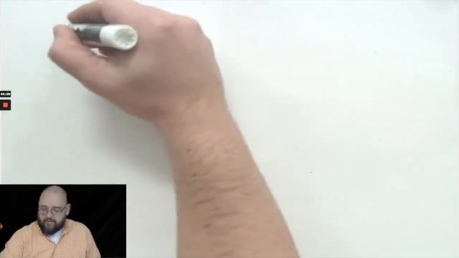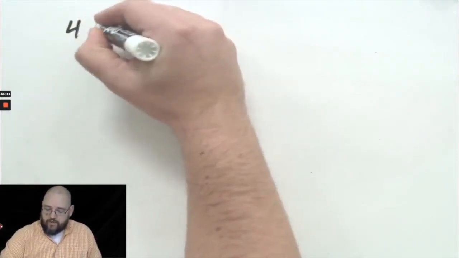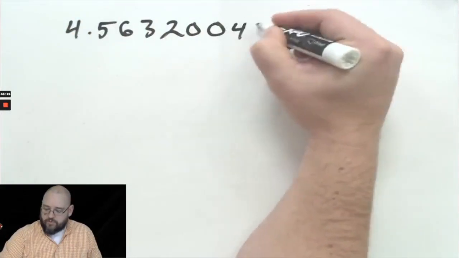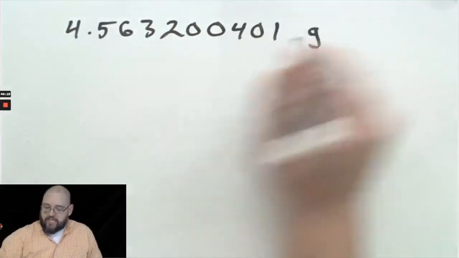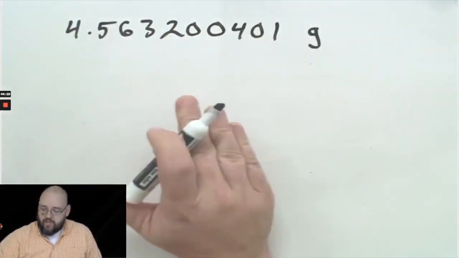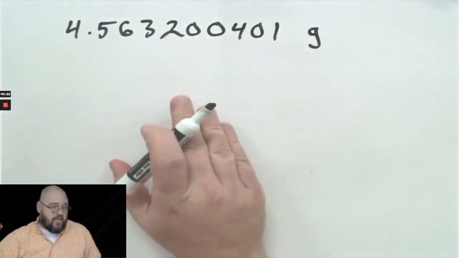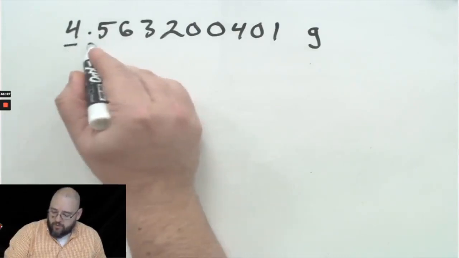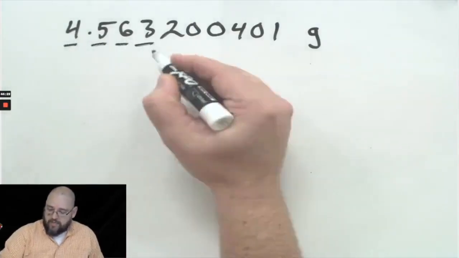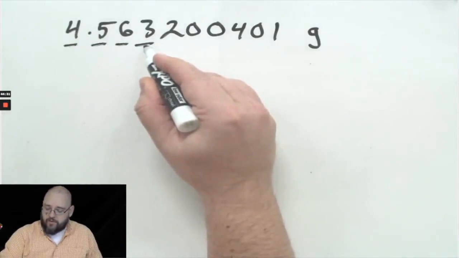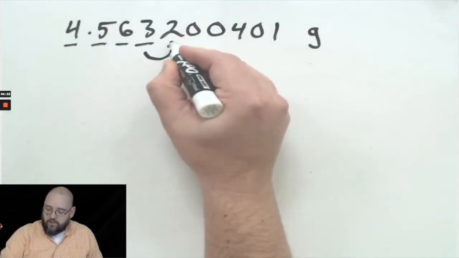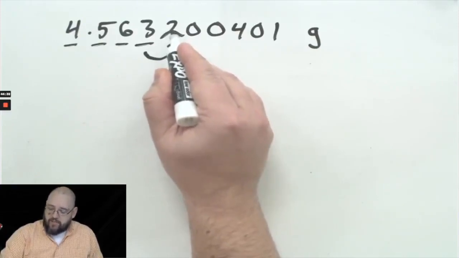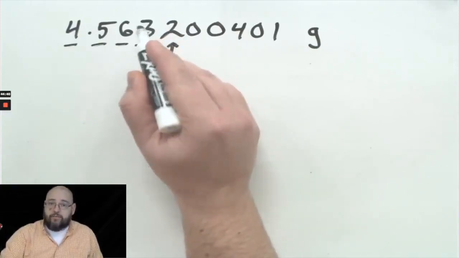So let's say I have the number 4.563200401 grams, and I need this rounded to 4 significant figures. Well, I start over here. This is 1, 2, 3, 4. This is my 4th significant figure, so I'm going to look next door. This number is less than 5, so that means the 3 is going to stay a 3.